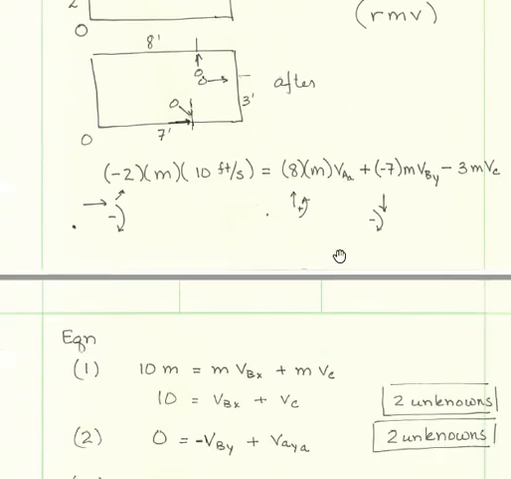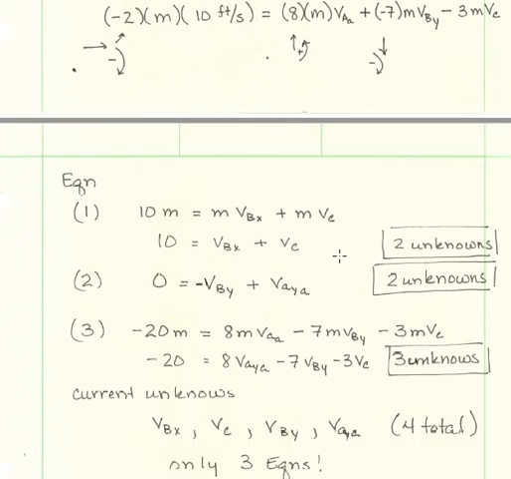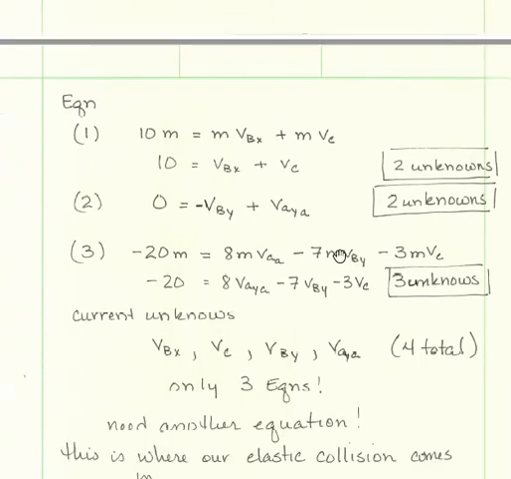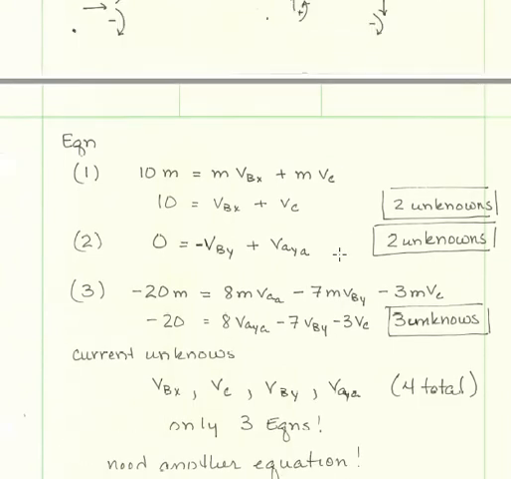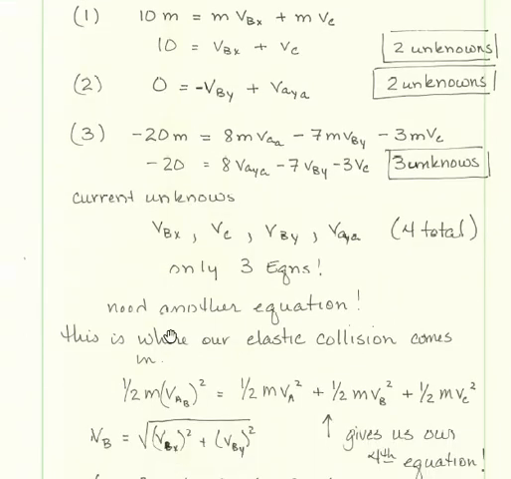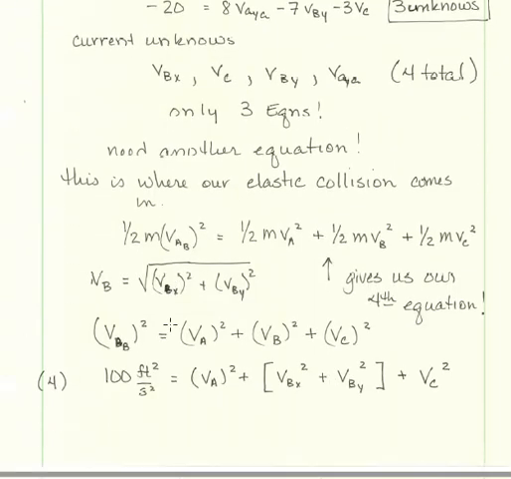So what's going to happen here is I'm going to get my three equations, but I've only got four unknowns, so we're going to have to get another equation. Let's simplify this. Everything has the same mass, so I can simplify these. I get equation 1, equation 2, equation 3. And now we're going to have to use that conservation of kinetic energy for that perfectly elastic collision in order to get our fourth equation.